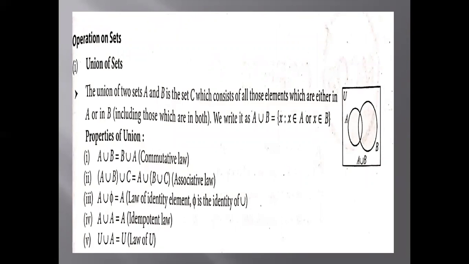Means we include the elements in the union in such a way that the elements present in A as well as in B, the total elements which we can write in the set, we can call it the union of sets. So properties of union: A union B is always equal to B union A. A union B union C equals A union (B union C). This is called the associative law.